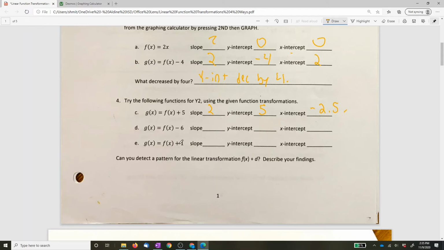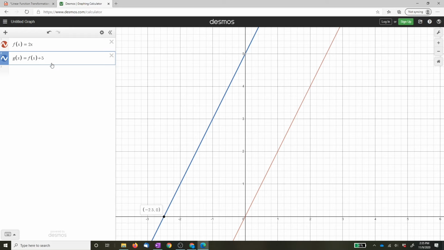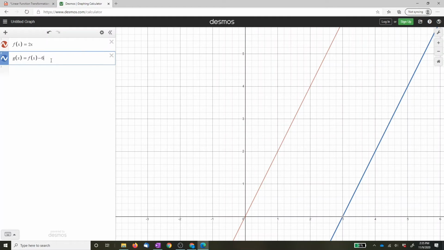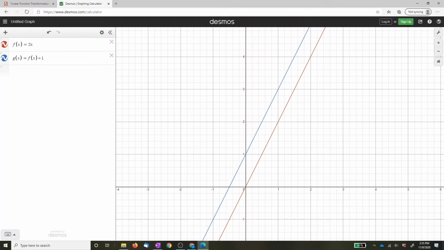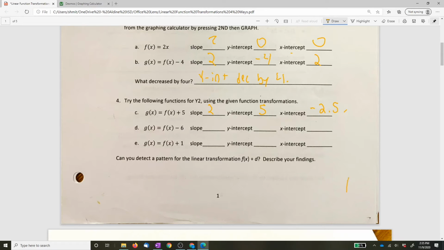And I'll leave these next two to you. So you're just going to come over here and change that plus to be a minus 6, or you'll change it to be a plus 1, and then fill in the answers for the y-intercept, x-intercept, and the slope. Tell me if you find a pattern. You should. We'll talk about the patterns at the very end of the video.